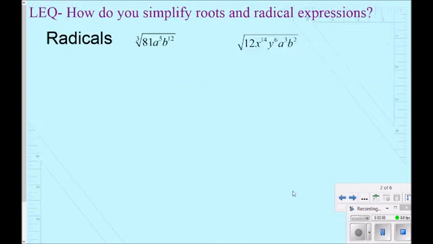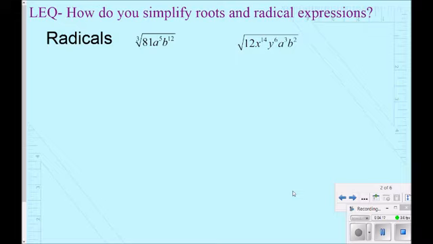So we just worked on more simplifying of radicals, since that's pretty new to us. So let's look at the next one. Go ahead and put that in your notes. And actually that first one, the cube root of 81, a to the 5th, b to the 12th, we did that one yesterday. So let's just start here then.